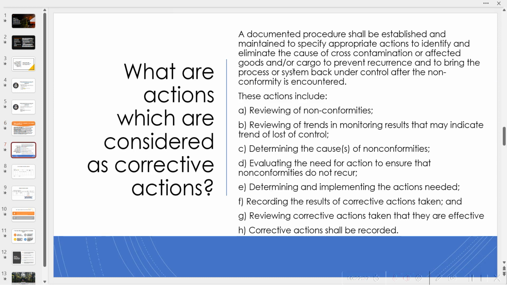Okay, what are examples of actions that are considered halal corrective action? So review non-conformities. We have to check the non-conformities. Review the trend in monitoring result. This is an example. You have to review this one. Why did this happen? Corrective action does not mean that you only relocate your affected product from the chiller. You have to investigate why this happened.